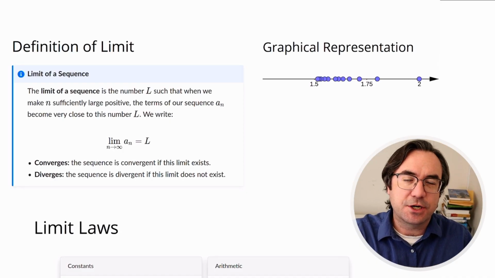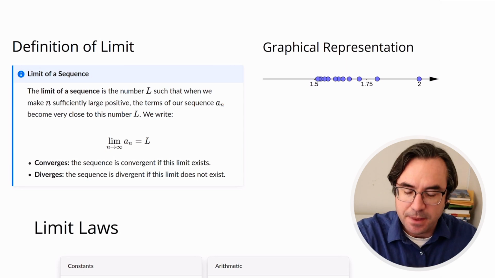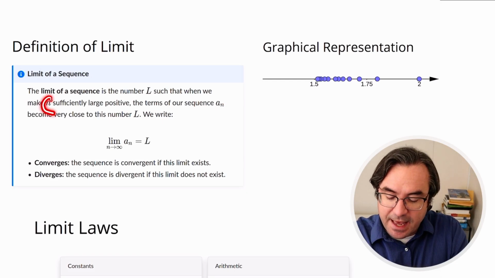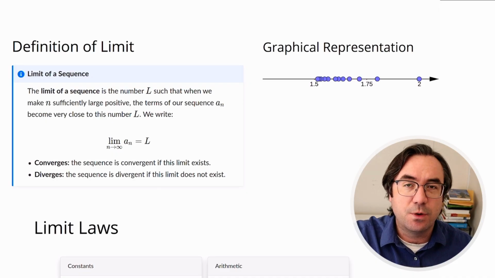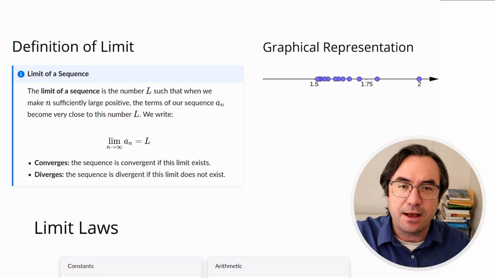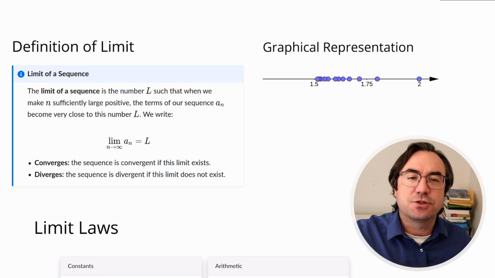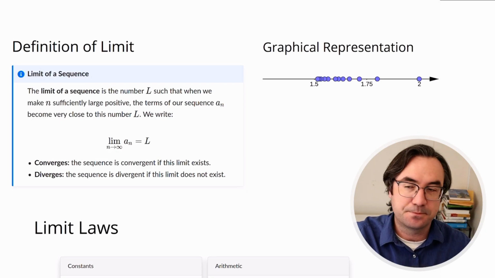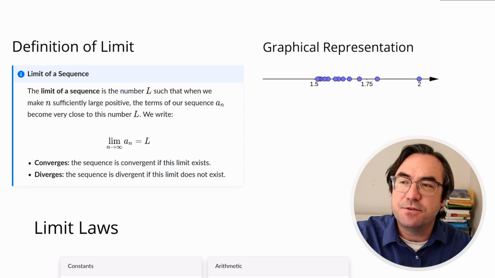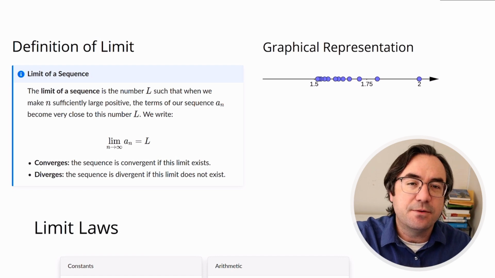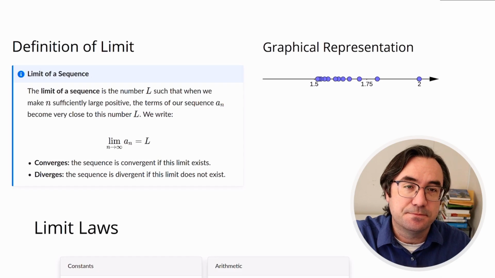We'll look at how to actually do this, but the definition of a limit is this: the limit of a sequence is a number L such that when we make n sufficiently large and positive, so when we make n big enough, the terms in our sequence become very close to this number L. They might not ever actually be equal to L, but the terms are getting closer and closer to L. If that limit exists, we say our sequence converges, and if that limit doesn't exist for whatever reason, then we say the sequence diverges.